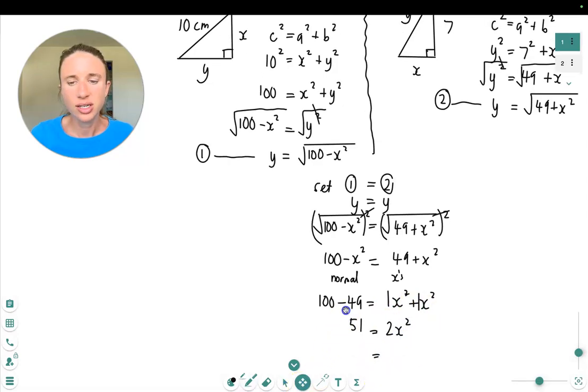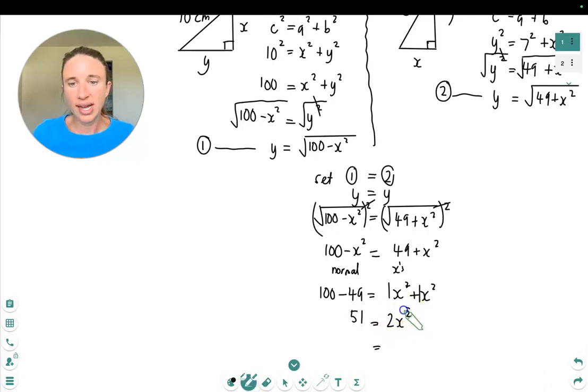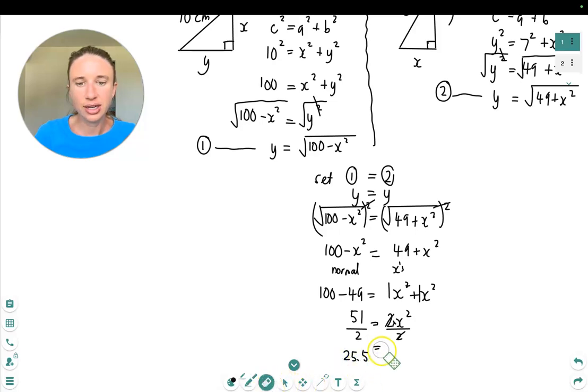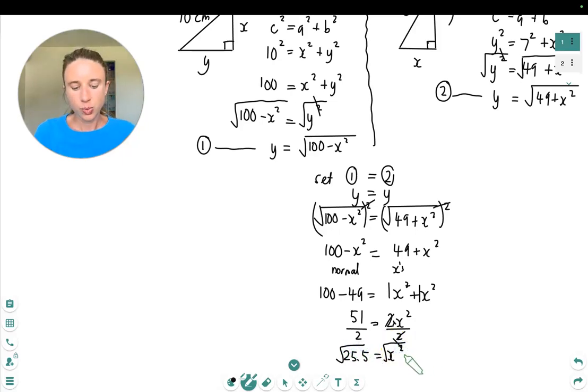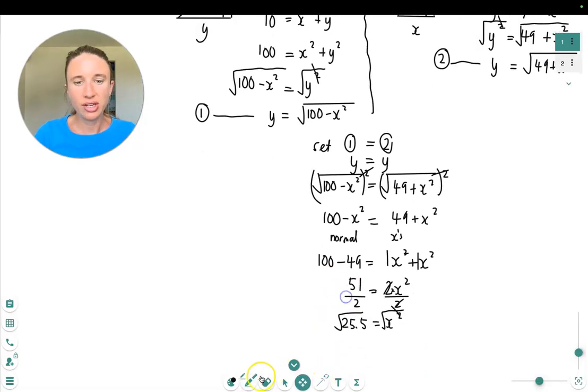We're getting closer. Now we get rid of that 2 first. This squared is hugging the x. It's going to be removed last. So let's get rid of this 2. Divide by 2. That cancels. 51 on 2 is 25.5. We're getting closer. That is x squared. To isolate x on its own, taking the square root of both sides. Square root 25.5 is 5.05.